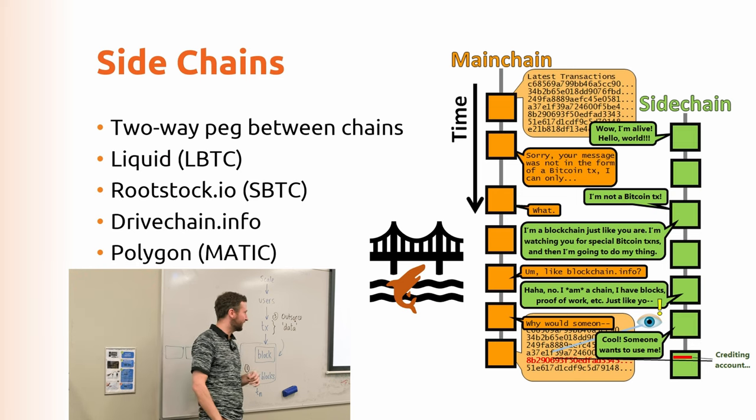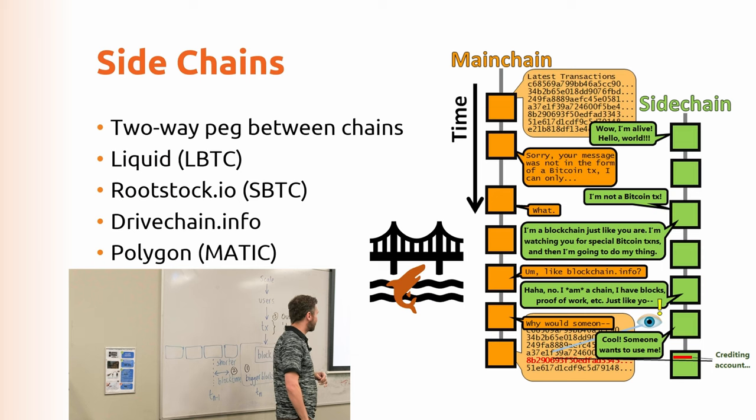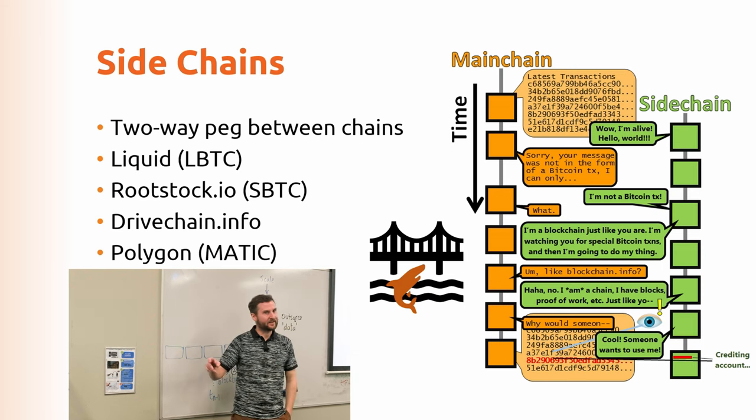So these waters are shark infested, trying to get your assets bridged from one chain to the next. And once you do that, your assets are no longer good on the main chain. They're sitting there locked up and cannot be used. So these examples here, Liquid, Roofstock, they give you your new version of that token on their chain.